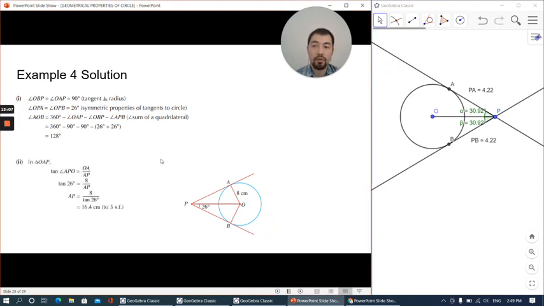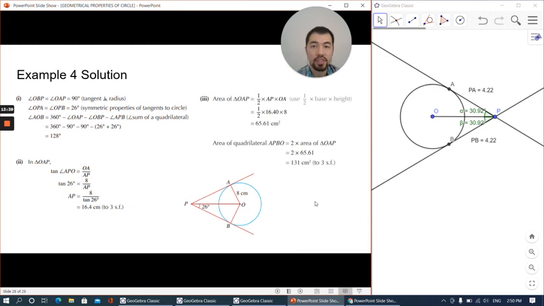The second one, we want to find the length AP. We already know the angles, almost every angle here, in the triangles and the quadrilateral. We already know all the angles, so we can use tan to find the length of AP. So tan 26 equals 8 over AP. So AP equals 16.4.